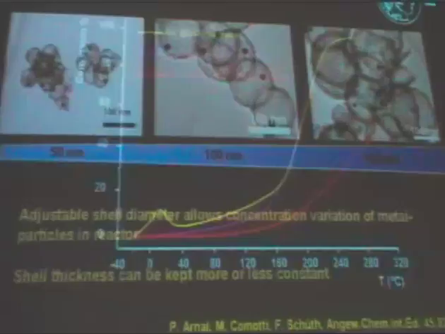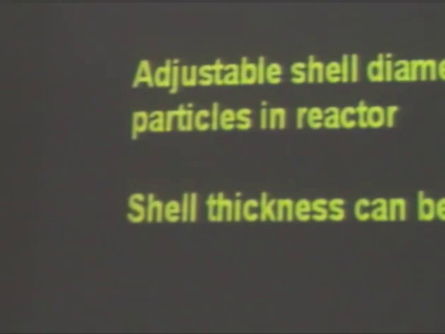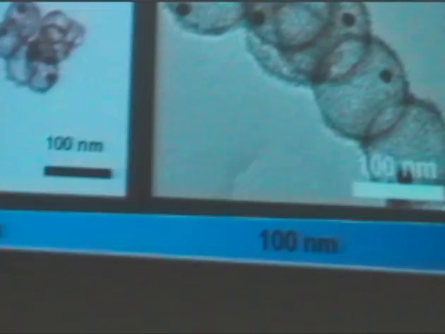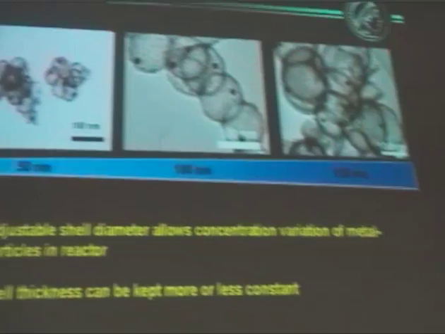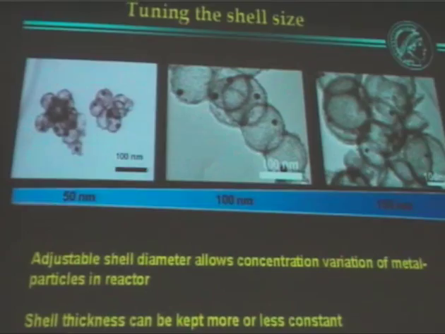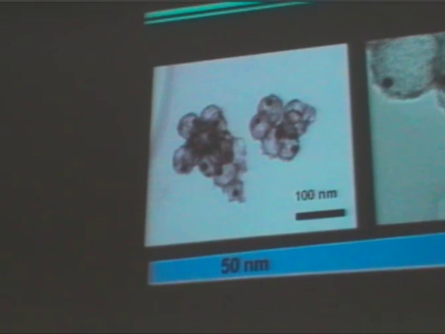Now you can play around with the system. The spheres I have shown you so far have a relatively low gold concentration because the shells were pretty big and the gold particles were inside a big hollow shell. Now, if we play around with the size of the silica template spheres, we can control the size of the shell. Here you see, if we use 50 nanometer silica spheres, we make essentially 50 to 70 nanometer hollow shells. Since the gold particles remain the same size, they now have a much higher fraction of the material. This is 100 nanometer, this is 150 nanometer.